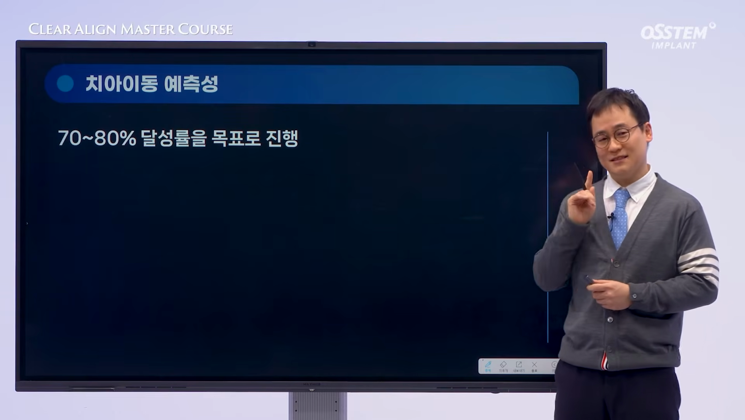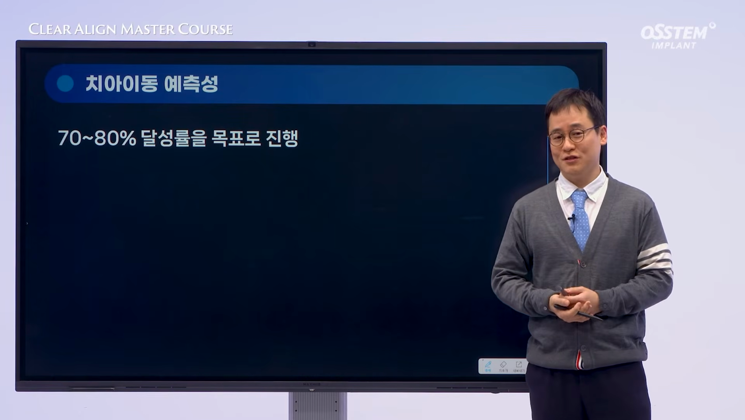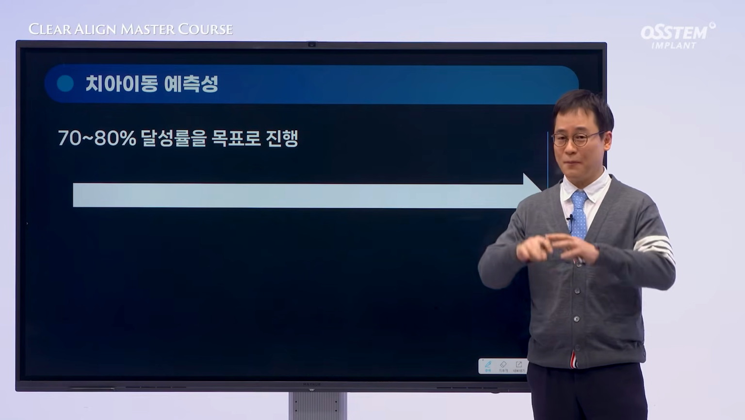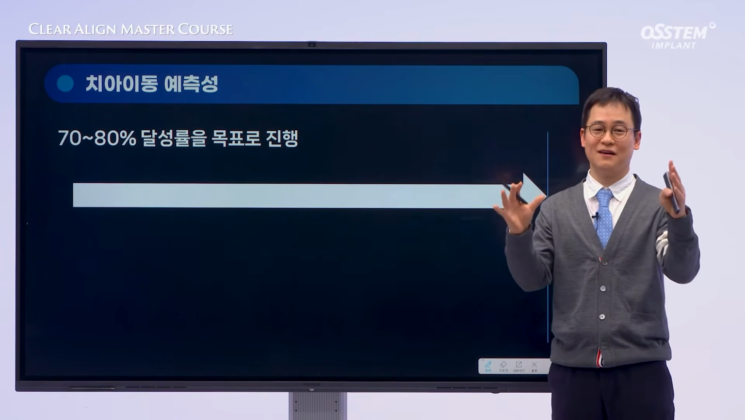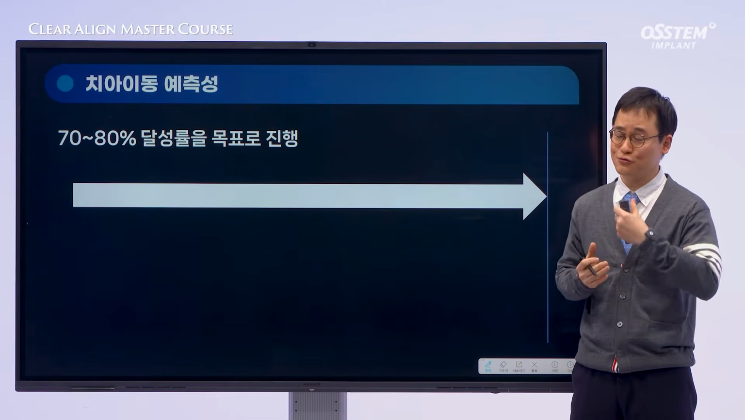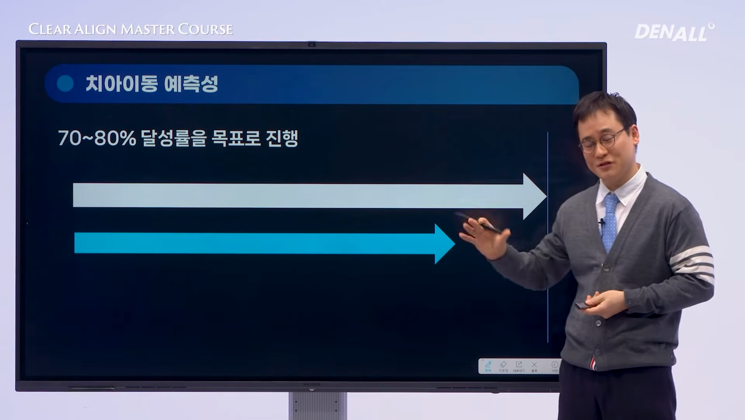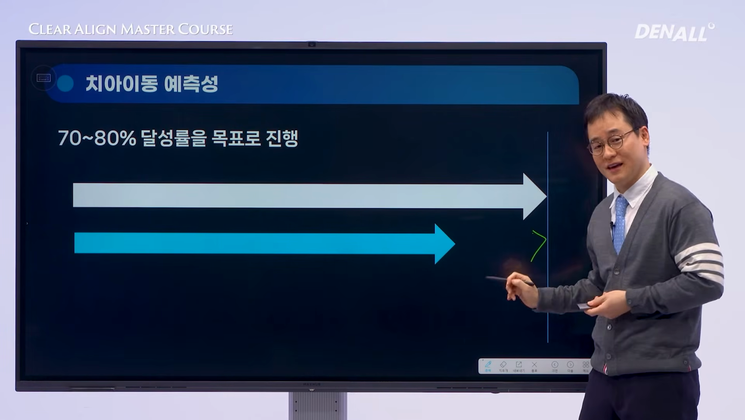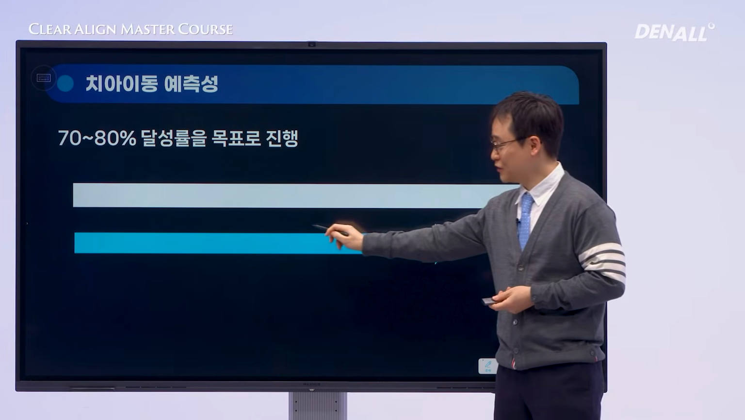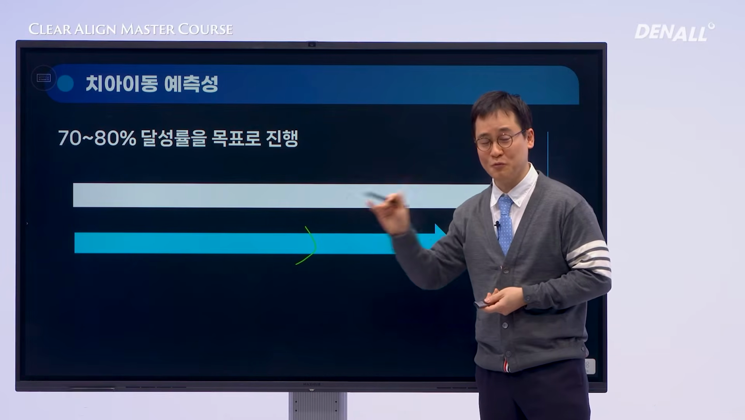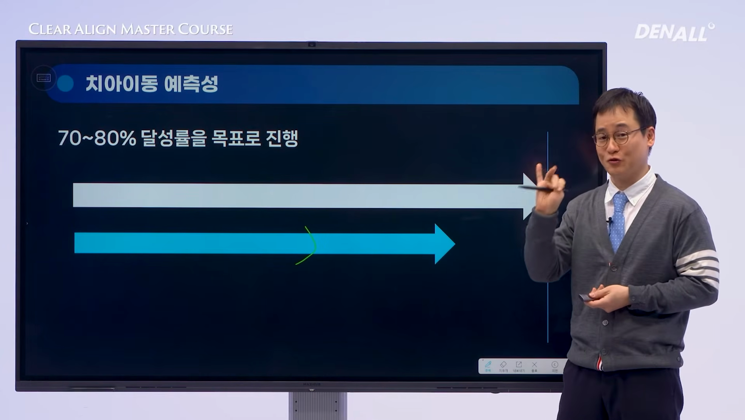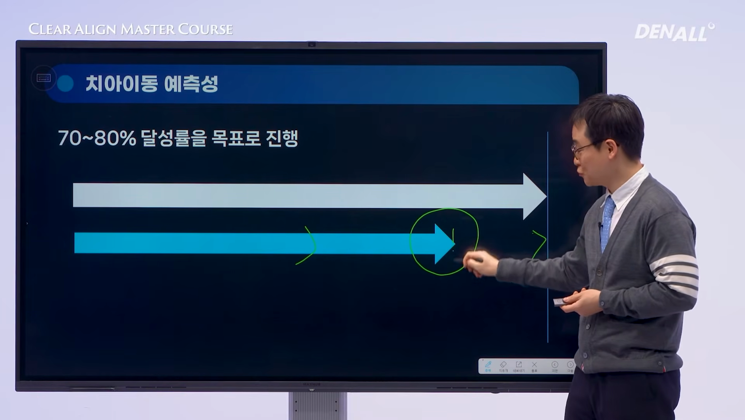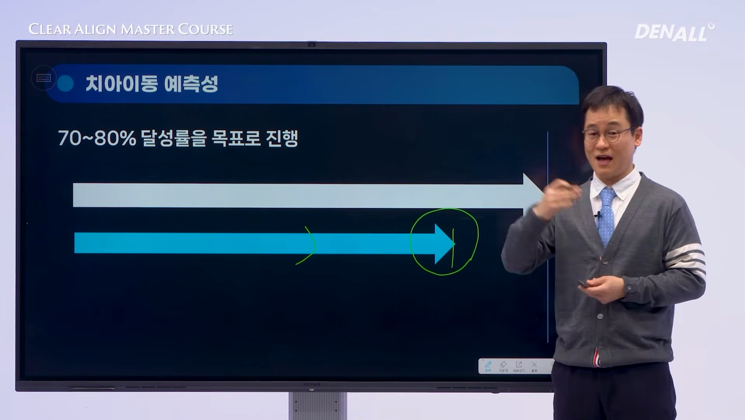And when starting clear aligner treatment, you must understand the predictability of tooth movement. Even if we set a goal of achieving 100% alignment, the actual tooth movement when the patient wears the aligners can vary. Sometimes it's 100%, but other times it's only 50% or even 30%. This variation depends on many factors: patient cooperation, accurate diagnosis, and other factors. On average, we can anticipate about 70 to 80% of actual tooth movement.